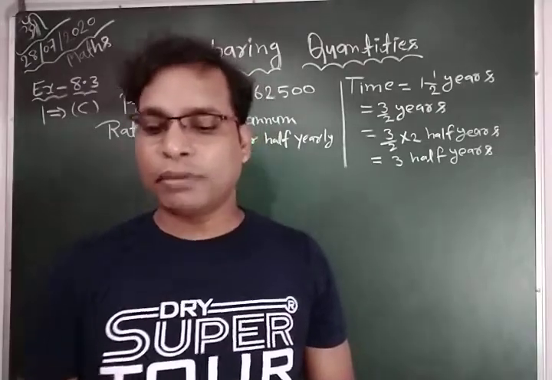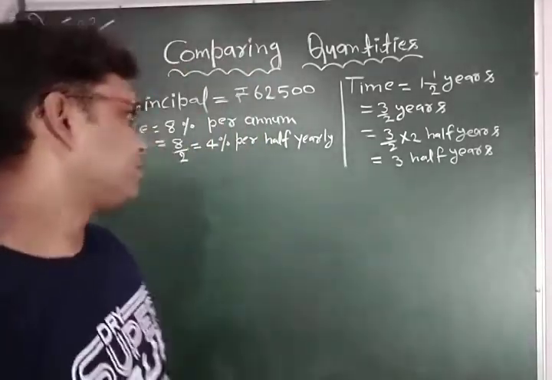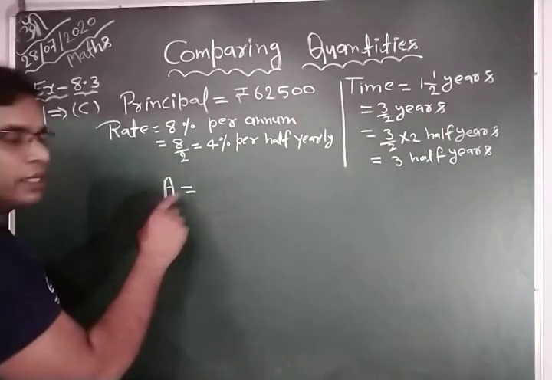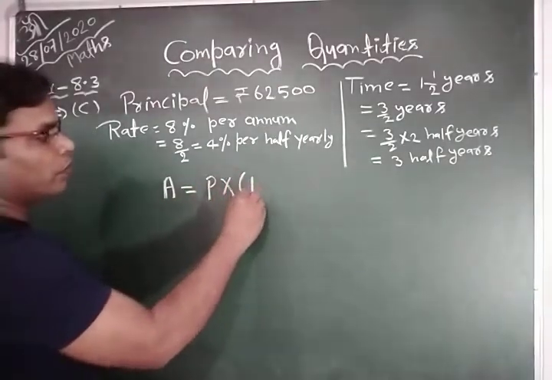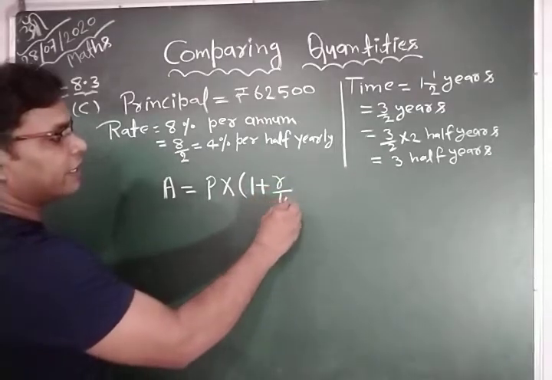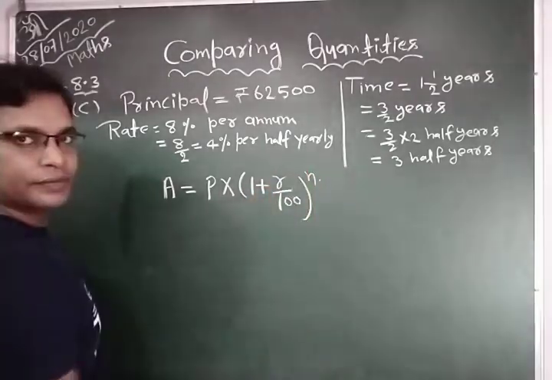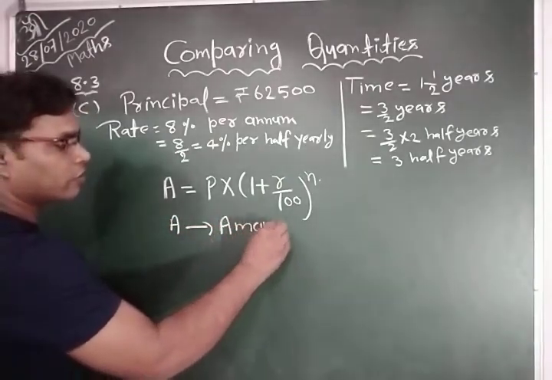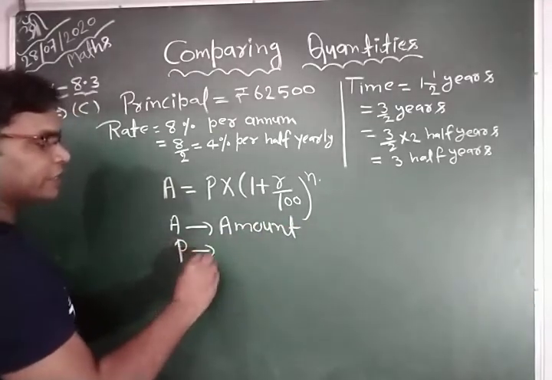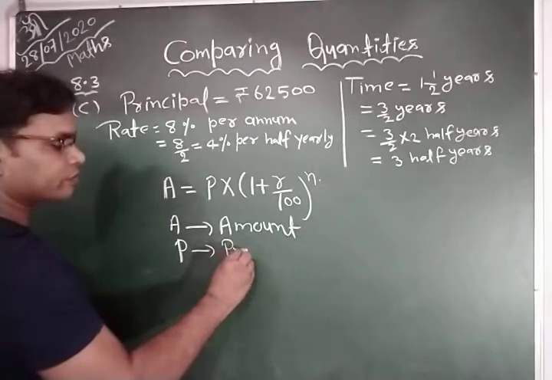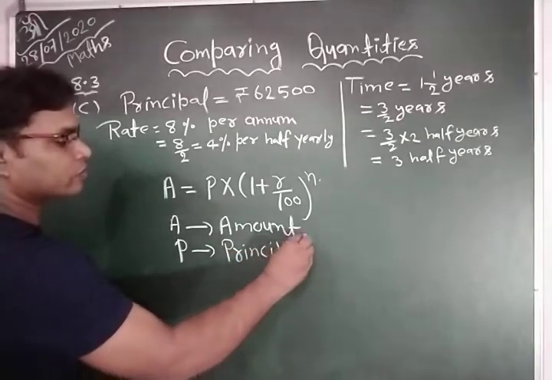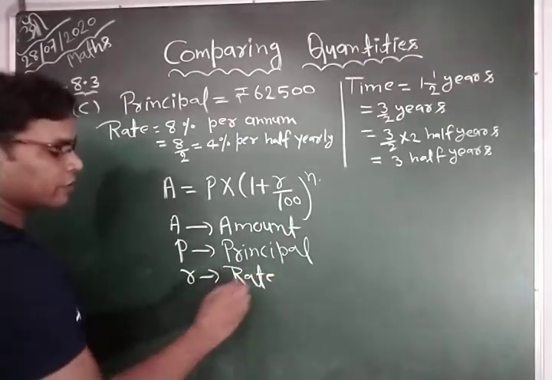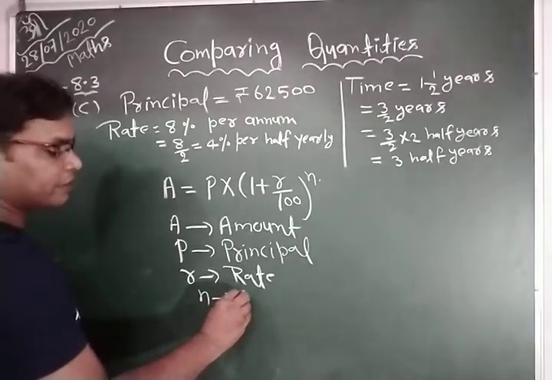Clear? The formula to find amount is: A is equal to P into (1 plus R by 100) to the power n, where A denotes amount, P represents principal, R represents rate, and n represents time.